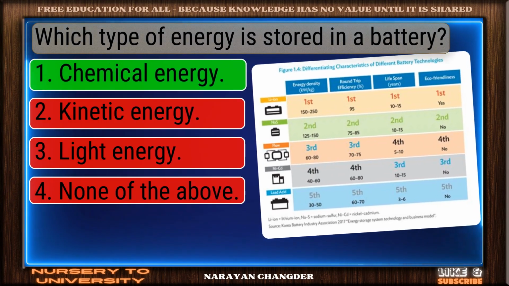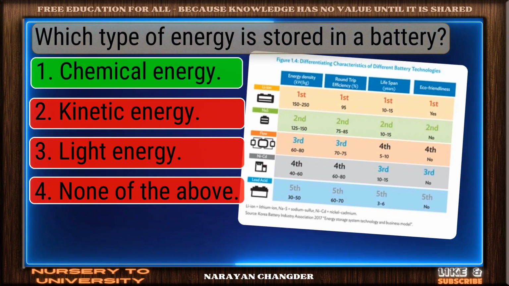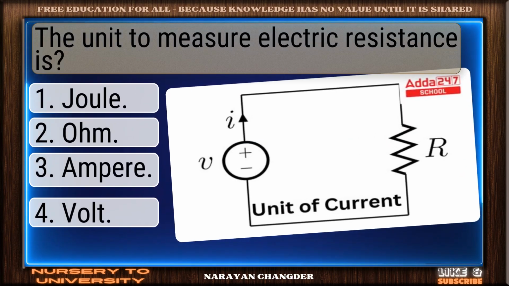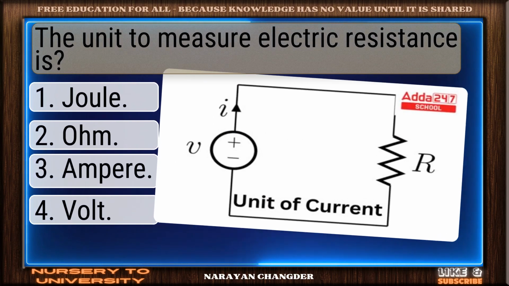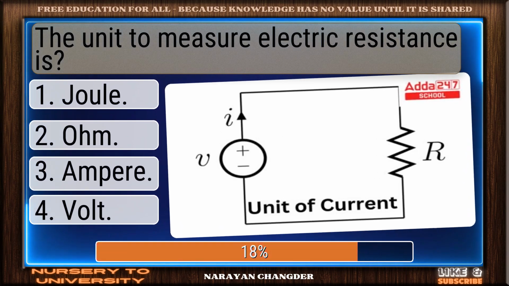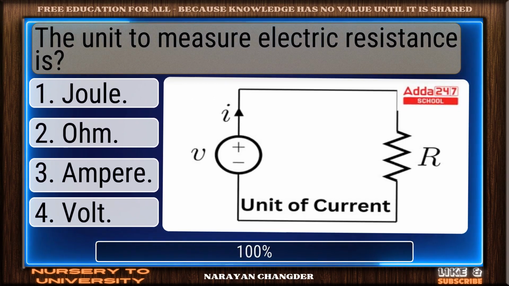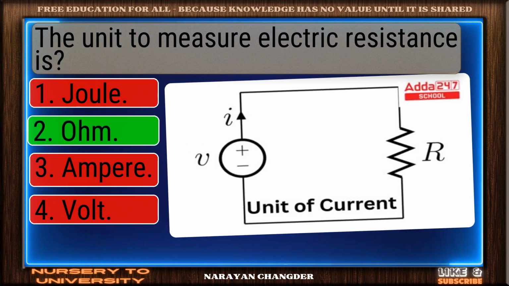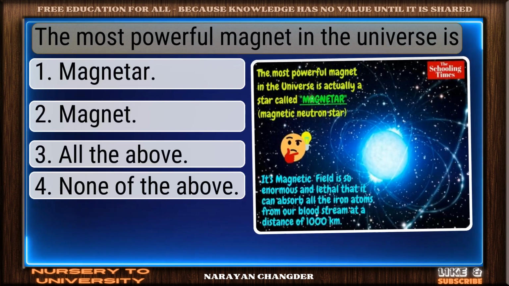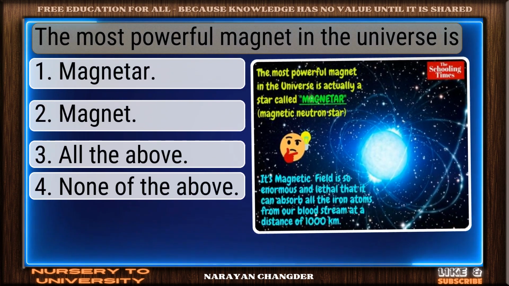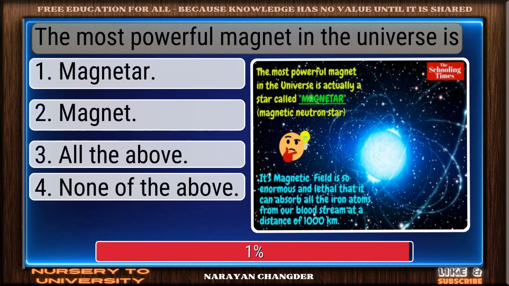You got it. Your choice chemical energy is right. Question number 110. The unit to measure electric resistance is. Great thinking. Ohm is the right choice. Question number 111. The most powerful magnet in the universe is?